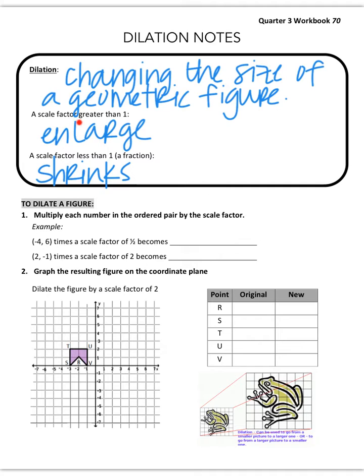If the scale factor that you multiply by is greater than 1, that enlarges the shape. Less than 1, a fraction. What if it was just 1? It would stay the same.